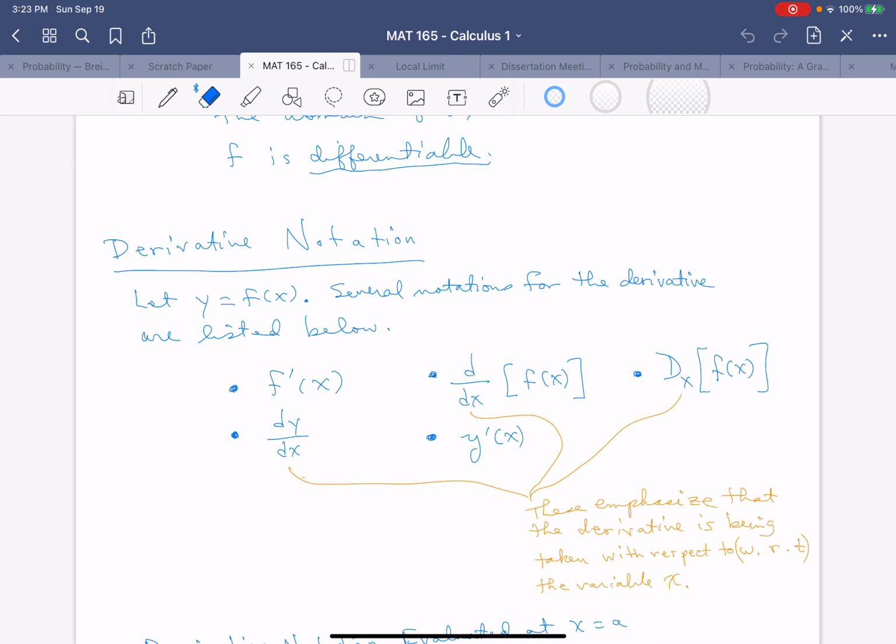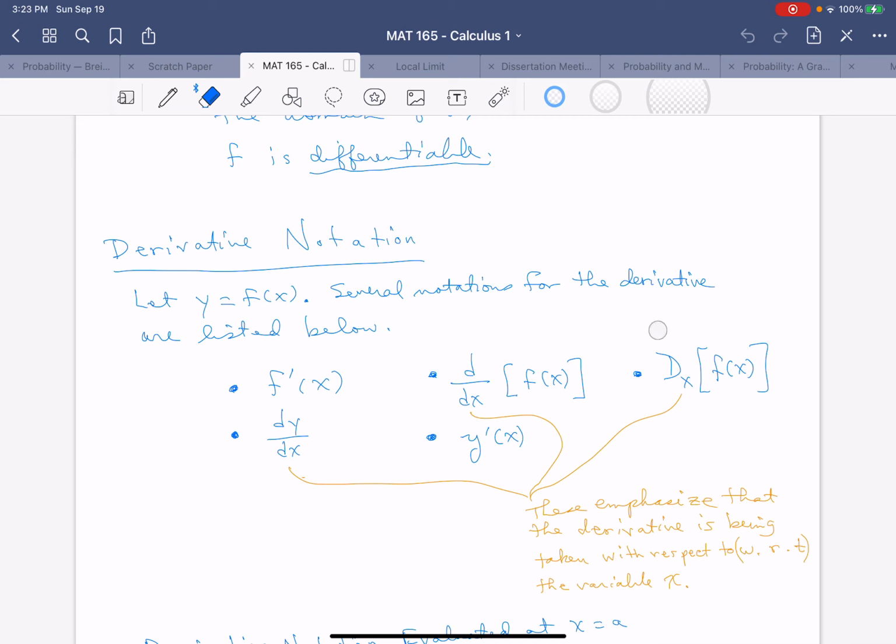Another common notation, particularly if your function is pretty complicated, is d over dx, and then in brackets we put the expression we're taking the derivative of. So we're saying we're taking the derivative with respect to x of what's in brackets. We can also consider y to be our function and just write y prime of x. That's another alternative.